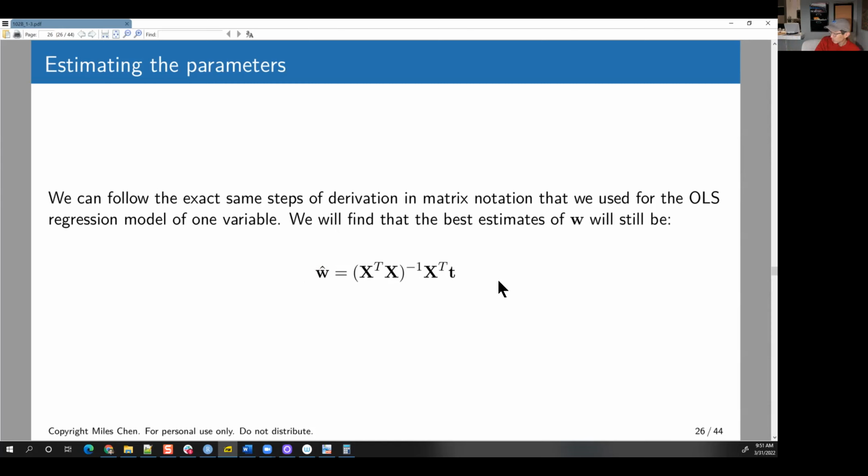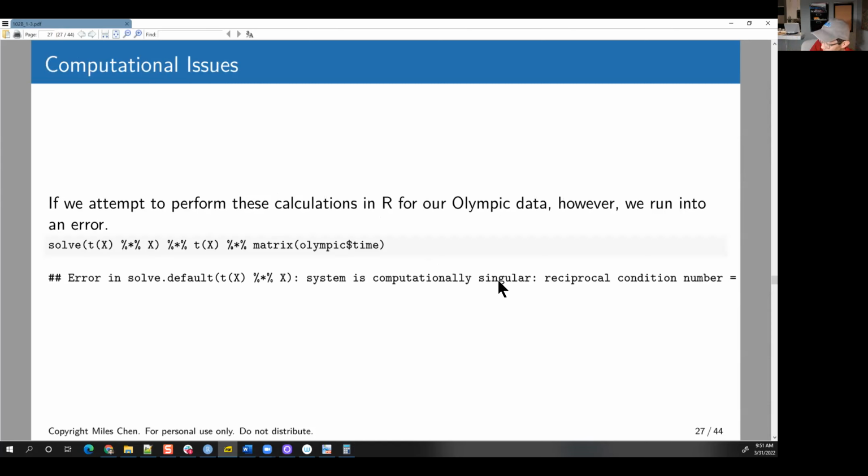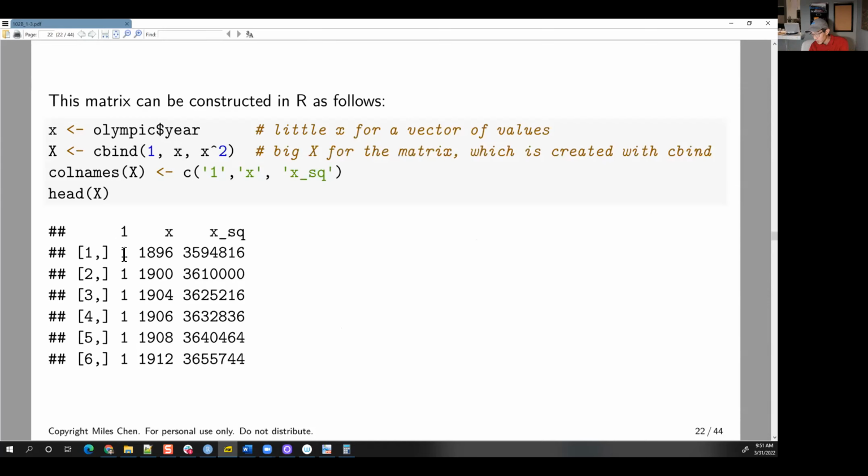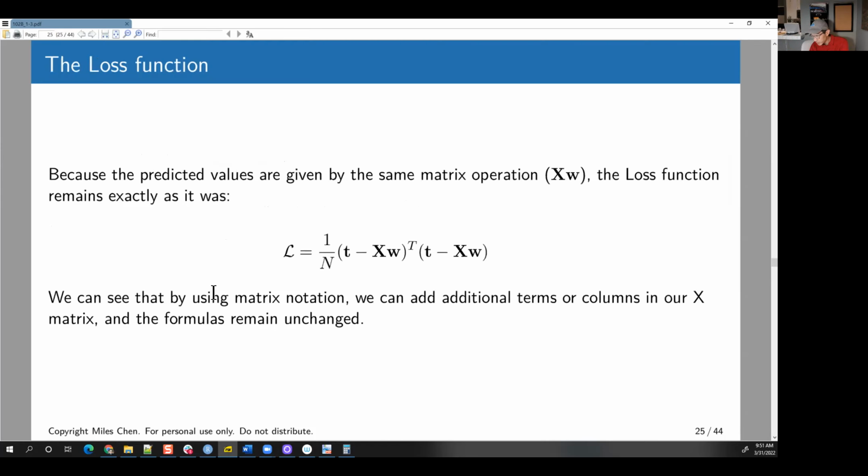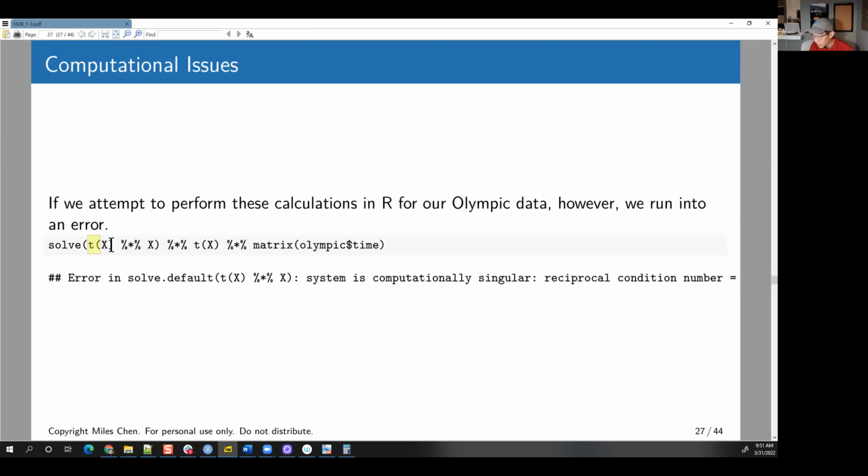All right, so let's try this out. Let's take my matrix X. Again, my matrix X is the column of ones, the column of the year, and the column of the year squared. If I do X transpose X inverse, times X transpose, times T, I actually run into an error. I get an error in solve.default. So where is the error coming from?